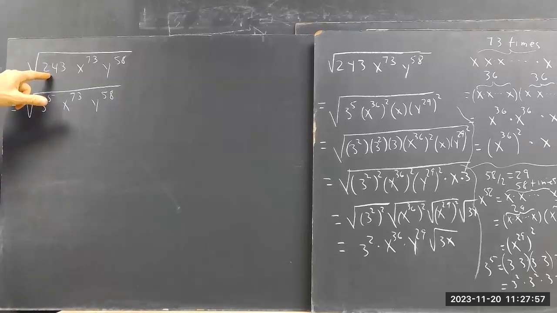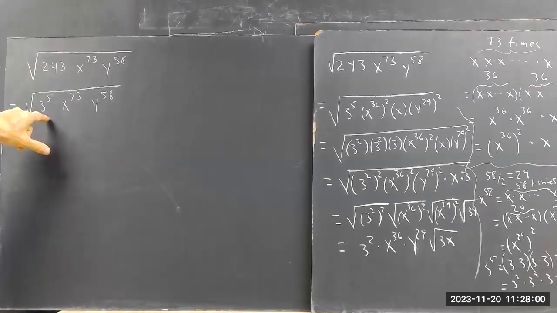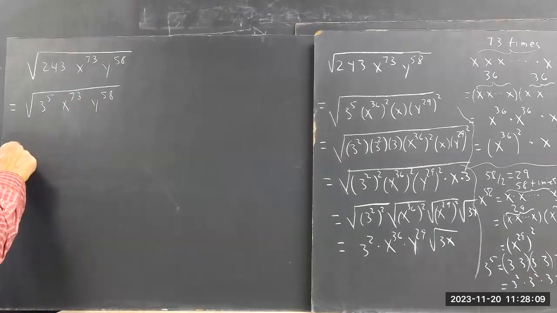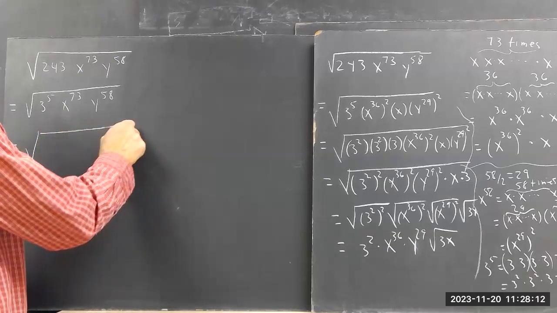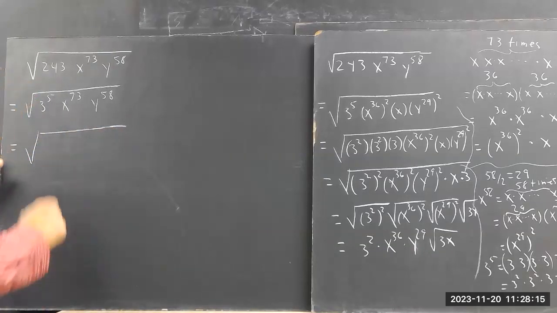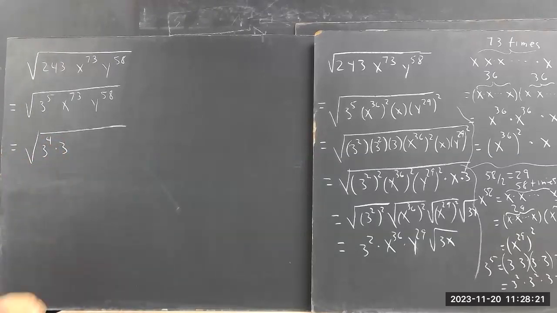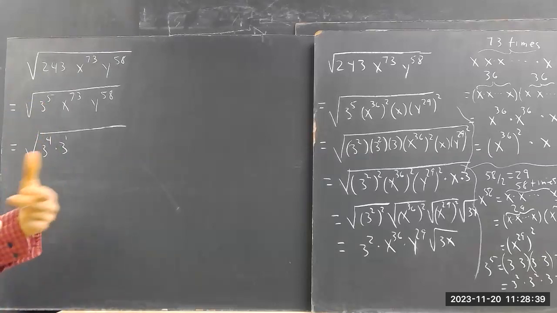So I'm just going to do the prime factorization of 243. I get 3 to the 5th. Then I've got x to the 73rd, y to the 58th. Now what I do is I write 3 to the 5th as 3 to the 4th times 3 to the 1, just to emphasize. 3 to the 4th times 3 to the 1 is 3 to the 5th. So I'm taking the biggest even power of 3 that I can get here, because what we're going to do is cut the even powers in half.